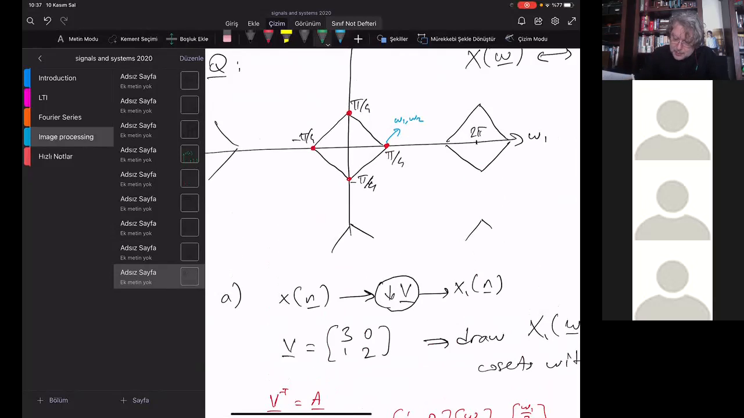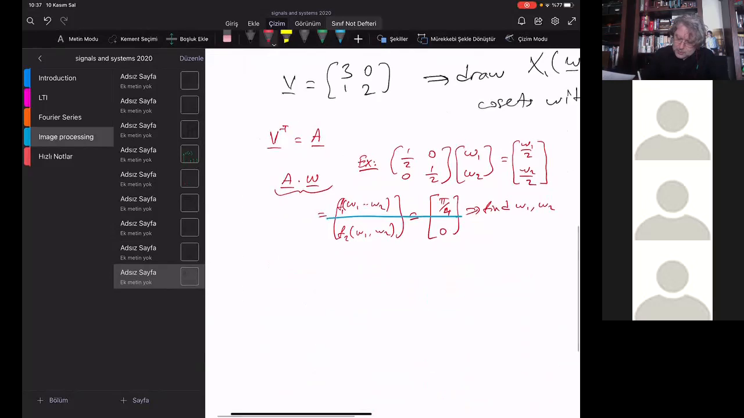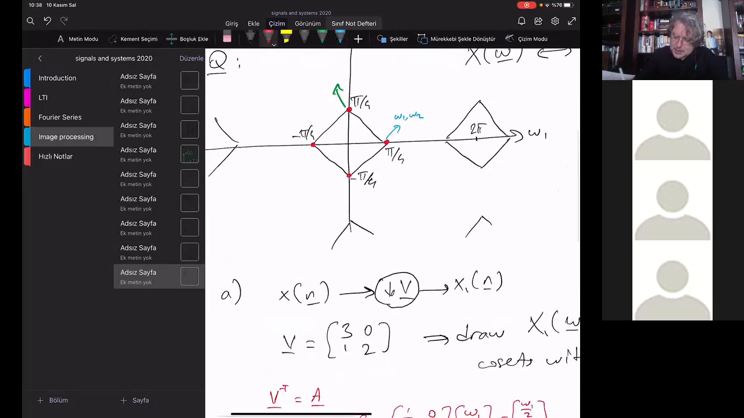Then you will do the same to this 0 by pi over 4. So you are going to write it again. F1 omega 1, omega 2. F2 omega 1, omega 2. These functions are linear functions, by the way, is equal to 0 by pi over 4. And then you find omega 1 and omega 2. That's where this green omega 1, omega 2 will go.